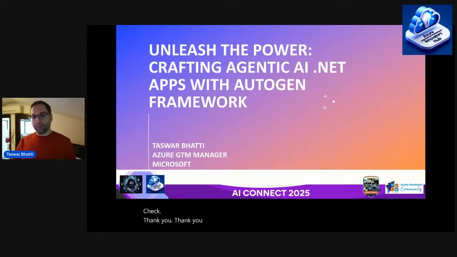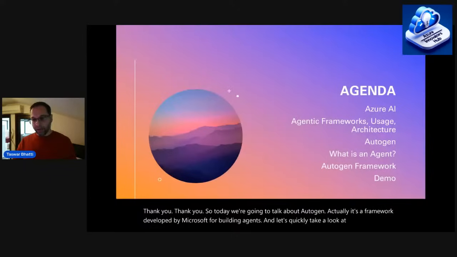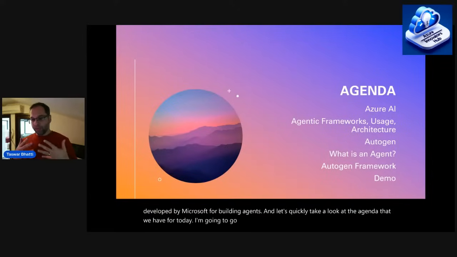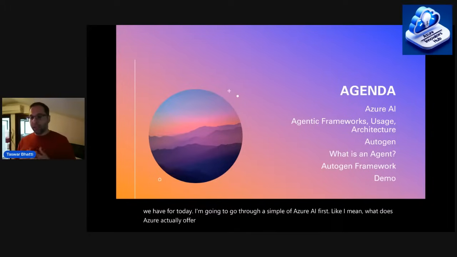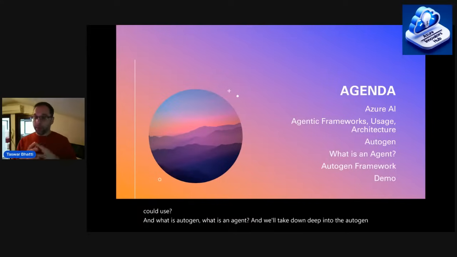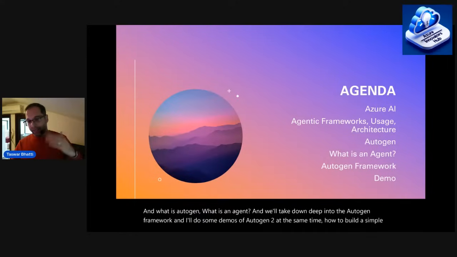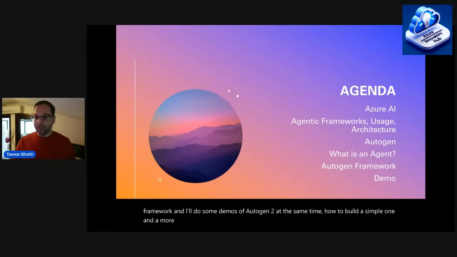So today we're going to talk about Autogen. Actually, it's a framework developed by Microsoft for building agents. Let's quickly take a look at the agenda that we have for today. I'm going to go through a simple overview of Azure AI first: what does Azure actually offer us, and what are the agentic frameworks that possibly one could use? And what is Autogen? What is an agent? We'll dig down deep into the Autogen framework, and I'll do some demos of Autogen too at the same time: how to build a simple one and a more complicated agent framework.